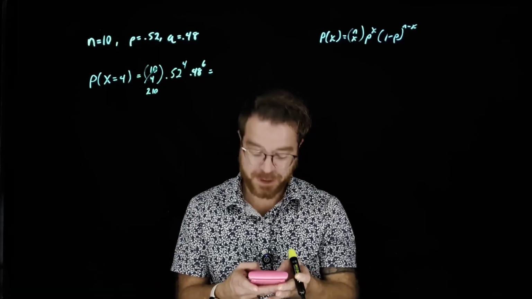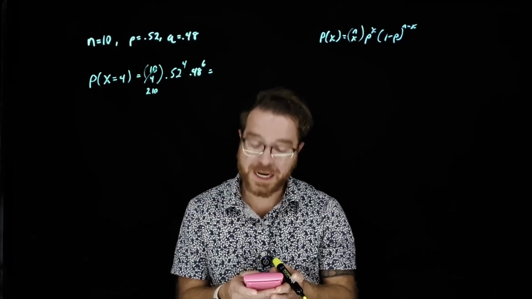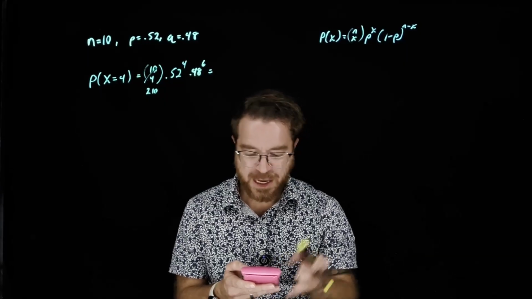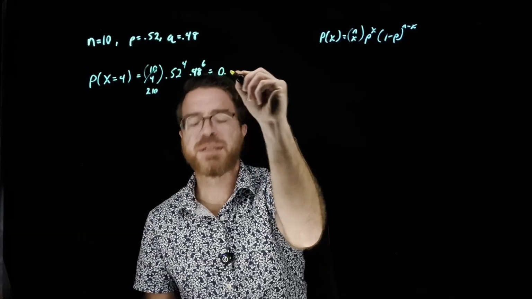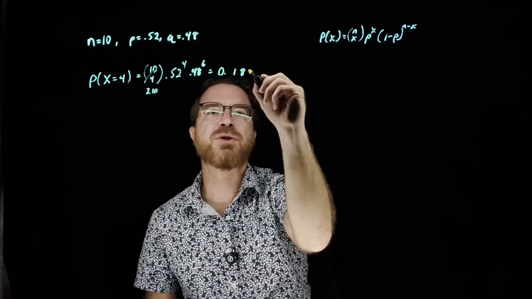210 times 0.52 to the fourth times 0.48 to the sixth, and I get a probability of 0.1877, so I'm going to round this to 0.188.